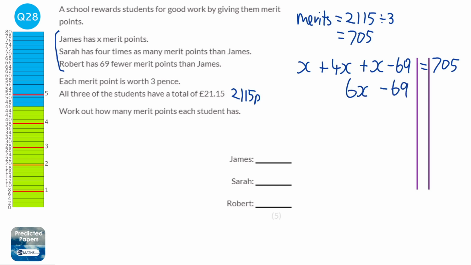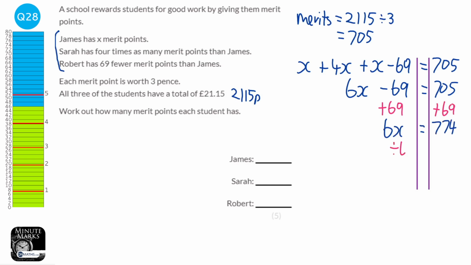Minus 69 equals 705. And we're going to add 69 to both sides. So we've got 6x equals 774. Then we're going to divide 6 both sides. And so we've got x equals 129.